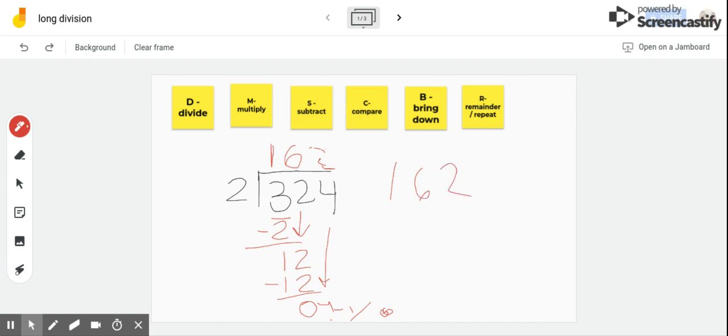And if I wasn't sure, I would check by multiplying my quotient by my divisor. So 162 times 2. 2 times 2 is 4. 2 times 6 is 12. Regroup your 1. 2 times 1 is 2 plus 1 is 3. So when you check using the inverse, which means opposite, your product should be the same as your dividend.